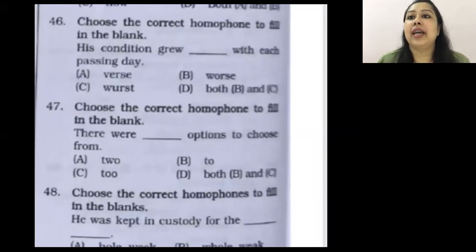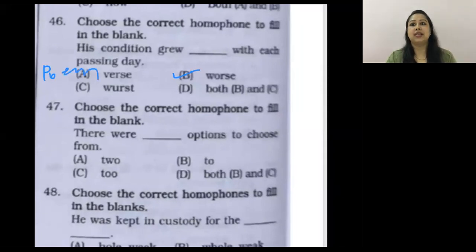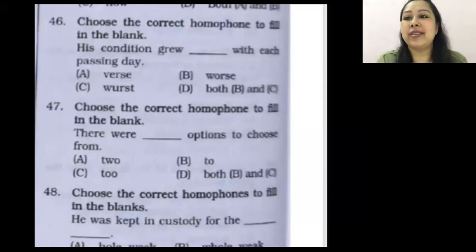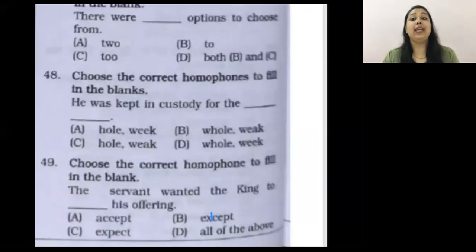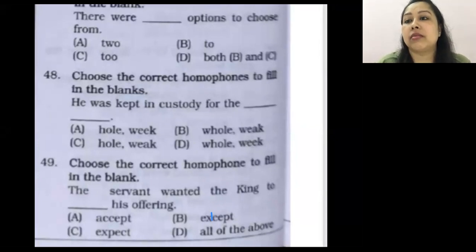46th. His condition grew worse. Okay, this verse is your poetry verse. Just in case, this is nothing. Okay. Very good, Ankita. Good to see you all. Next one, there were dash options. 2 options. Number 2. 48. Choose the correct homophones. He was kept in custody for the whole week. Very good.